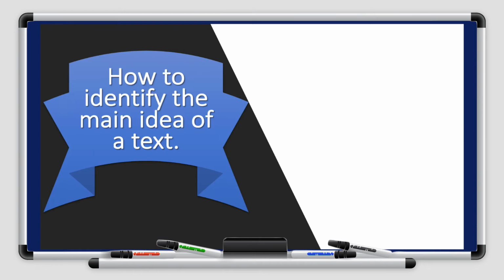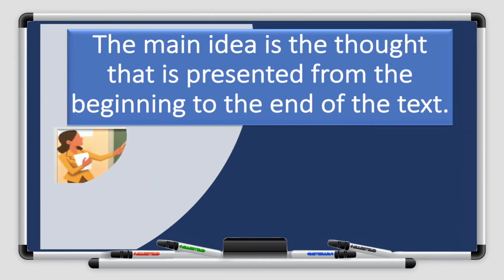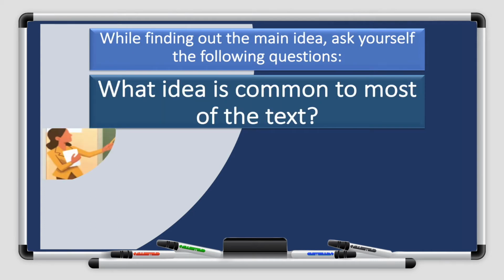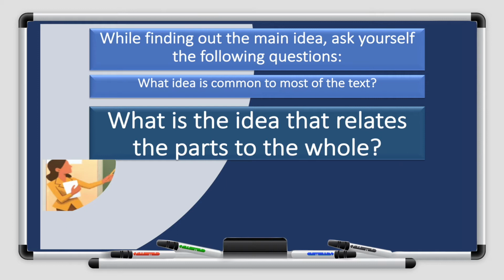Do you remember, my dear viewers, how to identify the main idea of a text? Well, we talked about this in the past episodes, and we are going to talk about it again. The main idea is the thought that is presented from the beginning of the text until the end. While trying to find out the main idea, ask yourself the following questions. Keep these questions in mind. The first question: what idea is common to most of the text? Which means which idea is presented throughout the text? What is the idea that relates the parts to the whole?